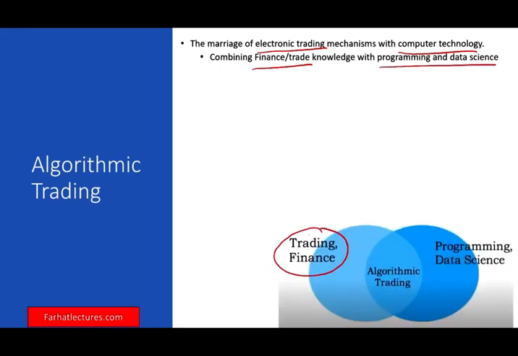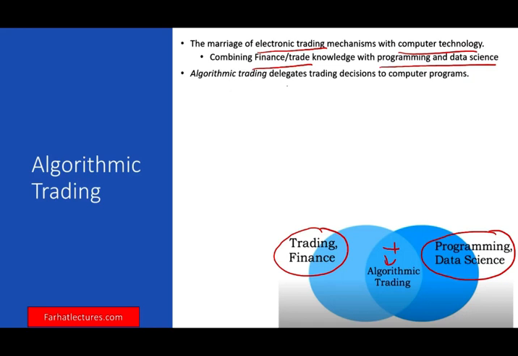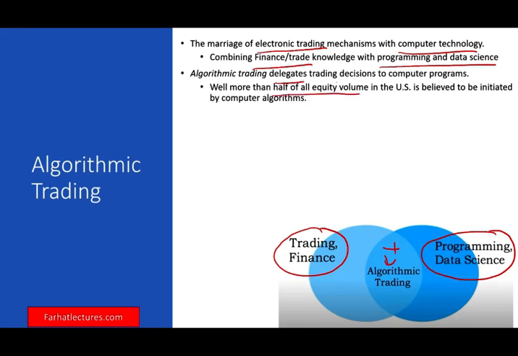You have trading and finance, buying on margin, selling short, putting stop orders, stop limits, and so on and so forth, plus knowing some programming and data science. When those two marry, they give you algorithmic trading. Basically, you delegate the trading decision to a computer, not to a person. So the person is not making the decision, the computer is. And as of around 2020, more than half of all US equity trading is initiated by a program rather than by a person.